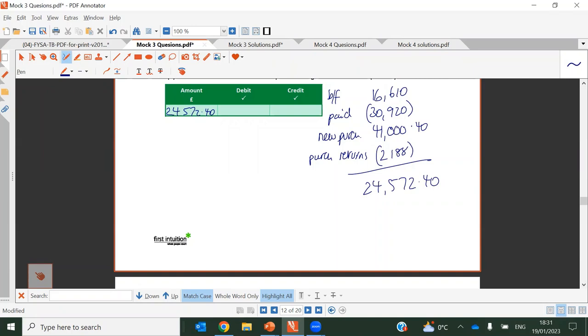Well, hopefully, as we've been saying, this is an overall liability still. We owe £24,000 still, and therefore it's a credit balance. So hopefully that part of the task wasn't too bad.